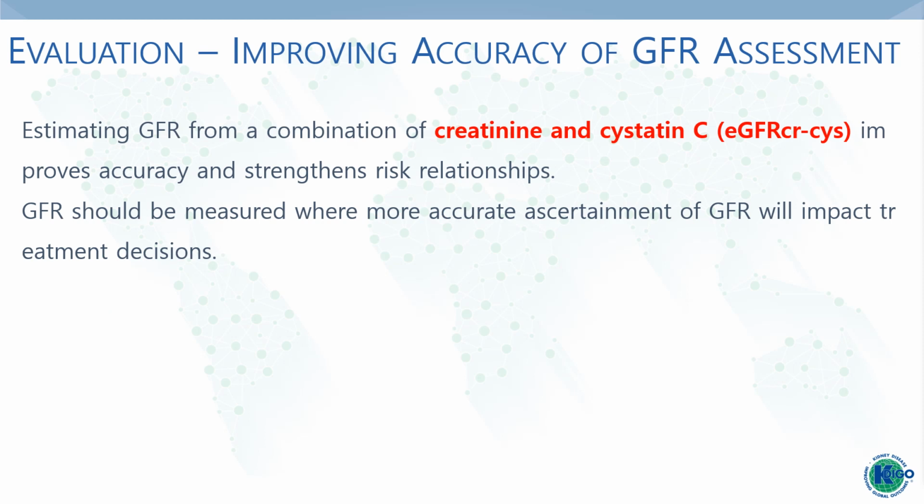Accurately estimating glomerular filtration rate is very important in managing kidney disease. Combining markers such as creatinine and cystatin C, known as the eGFR creatinine-cystatin, provides a more precise assessment of kidney function. This method is particularly valuable in complex cases.